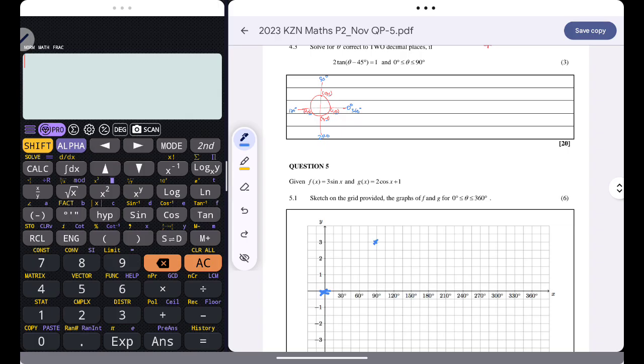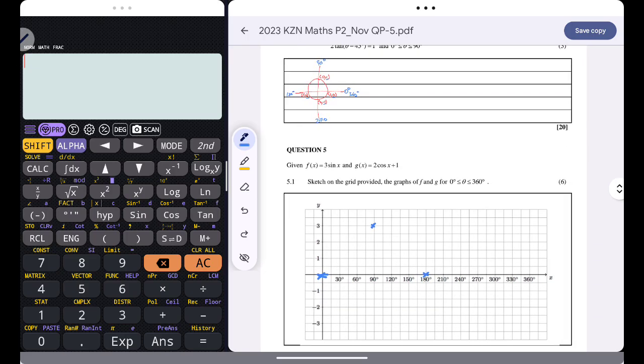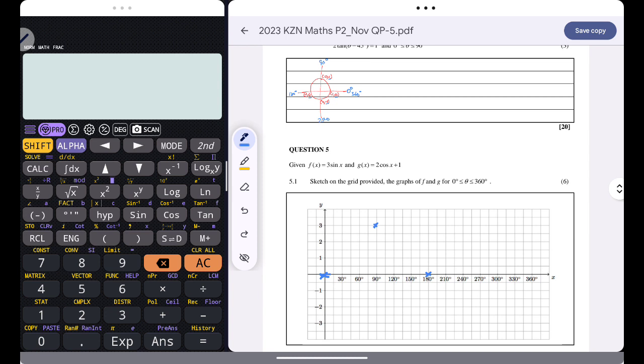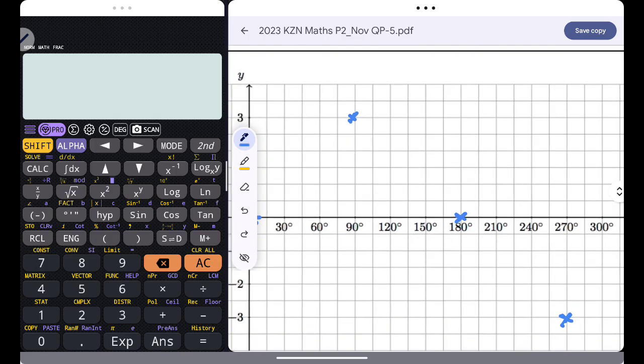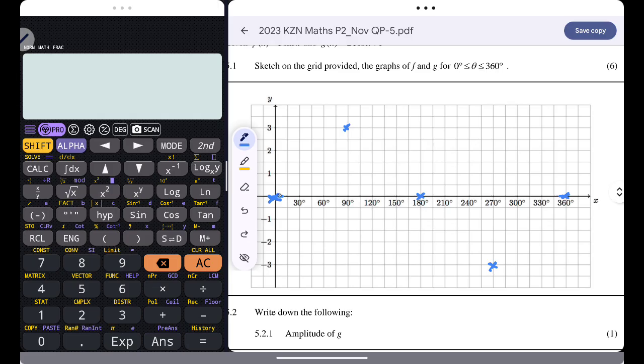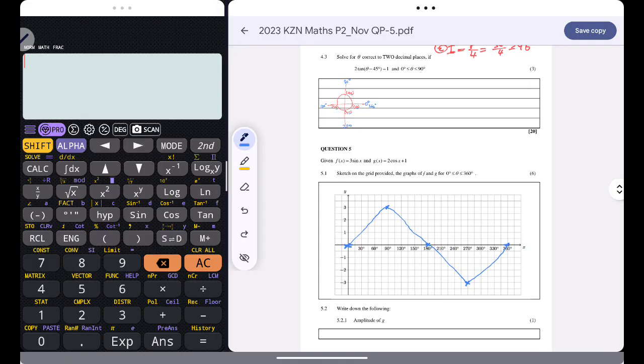When I'm at 180, the value of y is 0. 0 times 3 is also 0. Then when I'm at 270, the value of y is negative 1. Negative 1 multiplied by 3 will give me a negative 3. Then when I'm at 360, the value of y is 0. 0 times 3 will give me 0. So my graph will simply look like this. Obviously yours will be prettier because your drawing skills are better than mine. My graph will look like that.